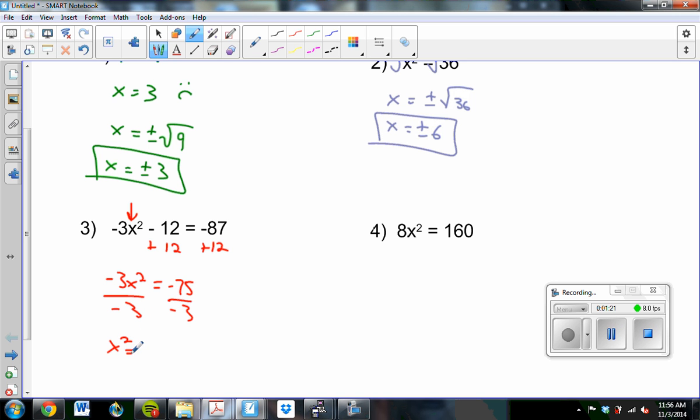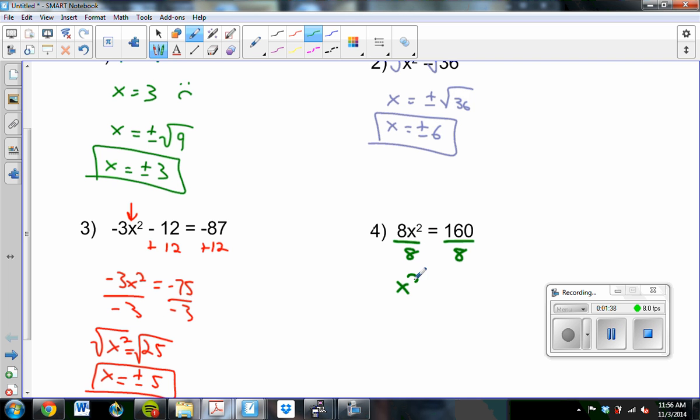X squared equals 25. Now I square root both sides. Once the square is by itself, then I square root both sides. X will be positive or negative 5. Two answers.